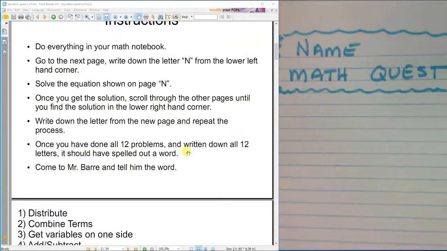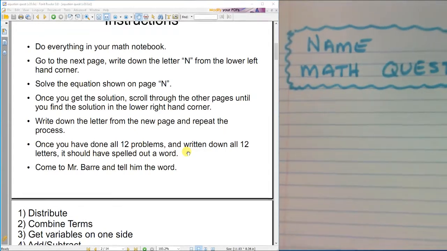This will make me jump around through all the pages, and I'll end up doing probably a total of 12 problems, or depending on the quest you're on, maybe there'll be more or less. So this is just an example. You do not need to write this down.